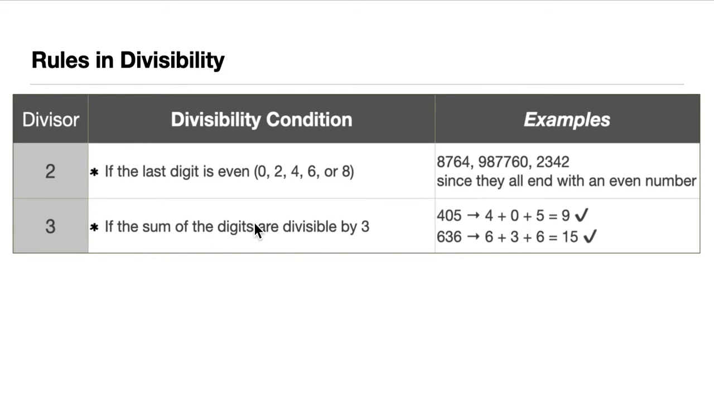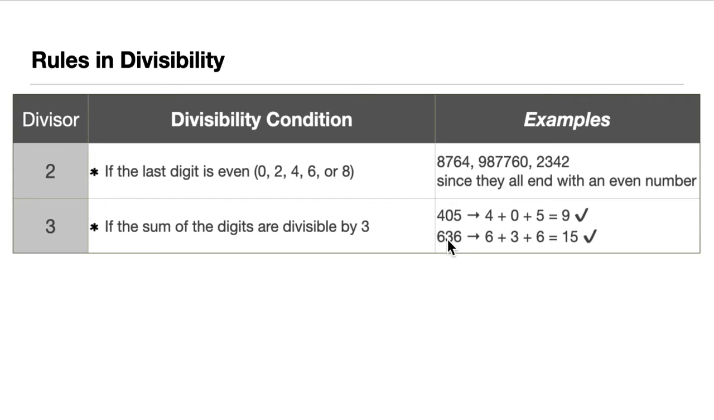If the sum of the individual digits in any number is divisible by 3, then the number itself is divisible by 3. For example, we have 405. What we need to do is add all the digits. So we have 4 plus 0 plus 5, it's equal to 9, and we know 9 is divisible by 3, therefore 405 is also divisible by 3.